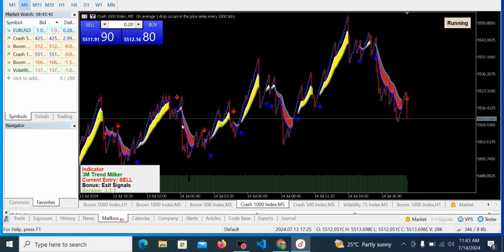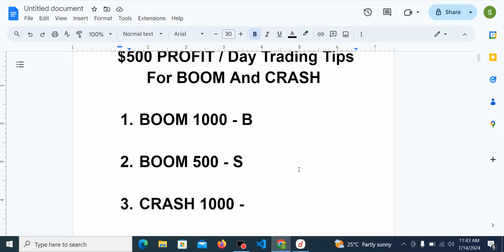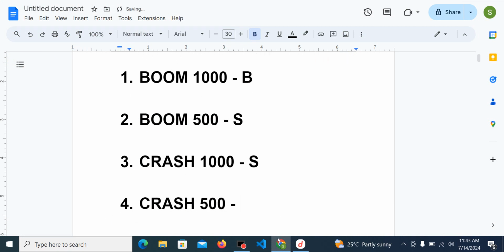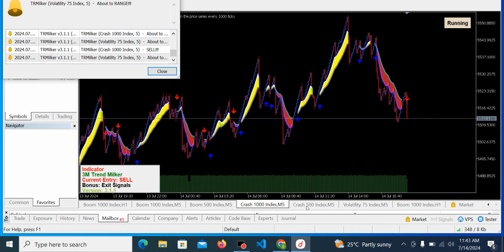This is Crash 1000. It's been more of an uptrend than a downtrend, even though there are major pullbacks in between. But it has gotten to this resistance and it's unable to break out from there, so it is selling at the moment. We need it to break out from this support zone. Of course, it's going to be more of a selling opportunity than a buying opportunity. Let's check out Crash 500.